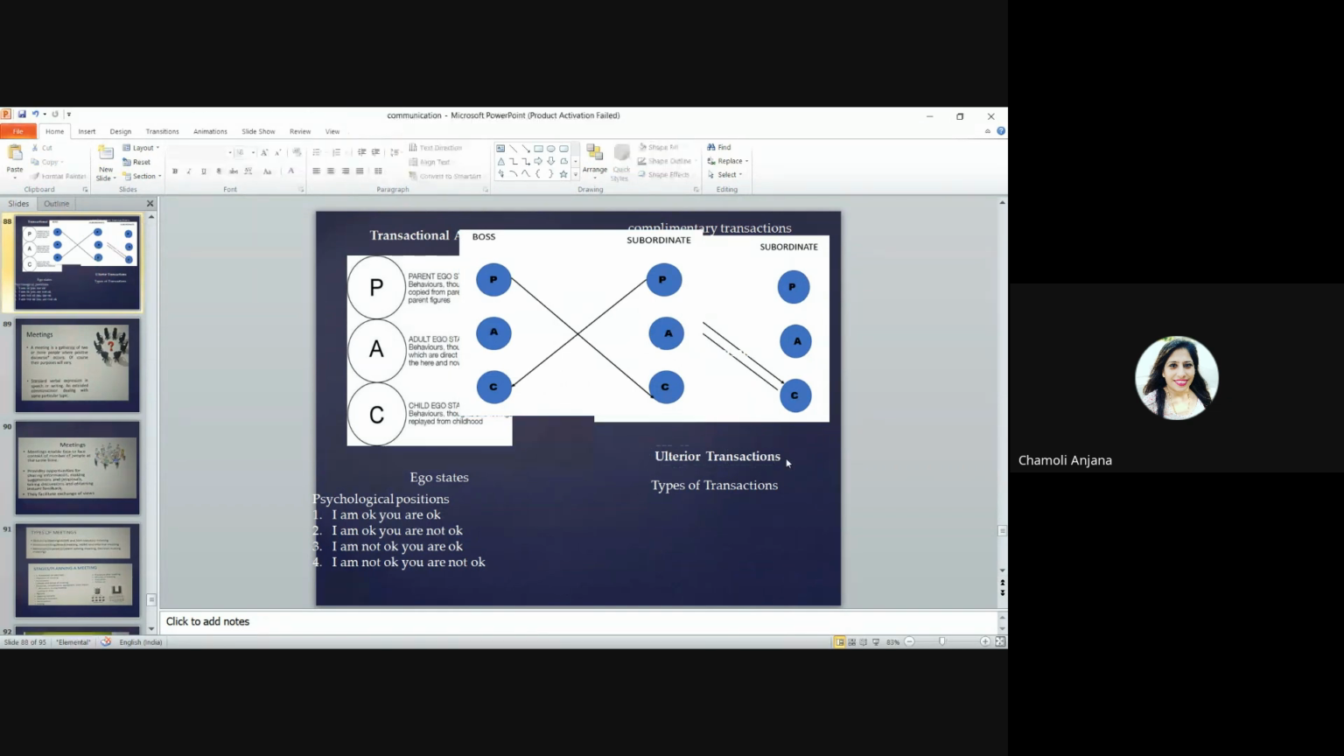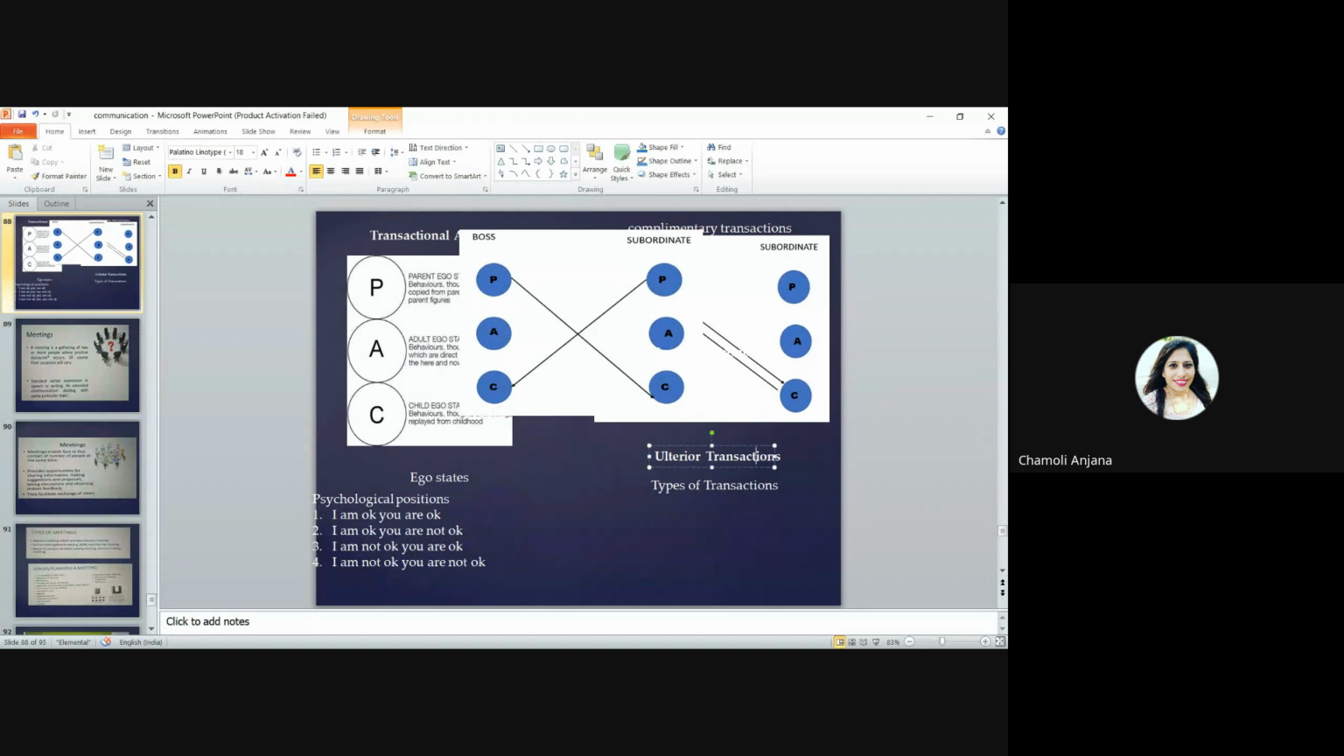The ulterior transaction is one where there are two forms of communication. One is the actual meaning of what you say, and the other one is the psychological meaning. That means one that you say and the one that you mean to say. One is the physical form of the message, the other is the psychological form of the message. The physical form is what you are saying, the psychological is the one that you actually mean to say. The best example is sarcasm, you know.